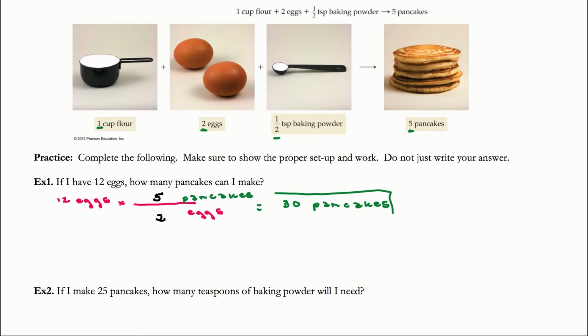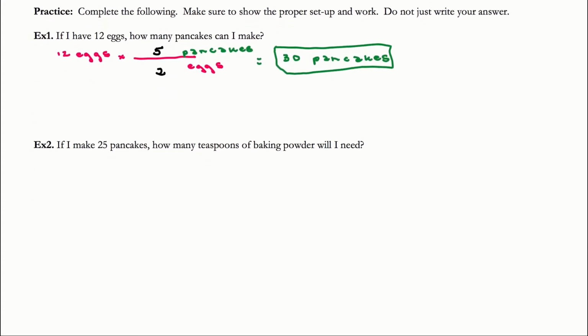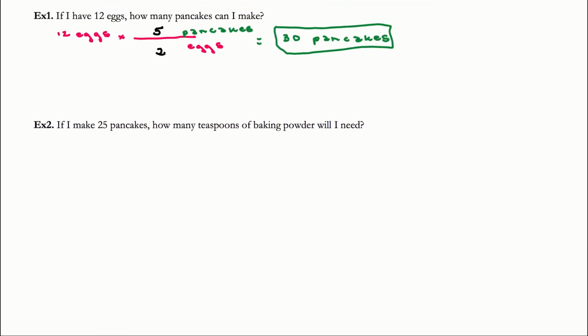Okay? So that concept of taking a given for a reactant and using these coefficients to figure out how much product is going to form is what we're going to be doing in this section. Now, what if instead I said, hey, I want to make 25 pancakes. That's my given. How many teaspoons of baking powder do I need? So I'm actually going backwards. I'm starting with my product, and I'm going to go backwards in order to determine the amount of baking powder I need. So I'm solving for the number of teaspoons.